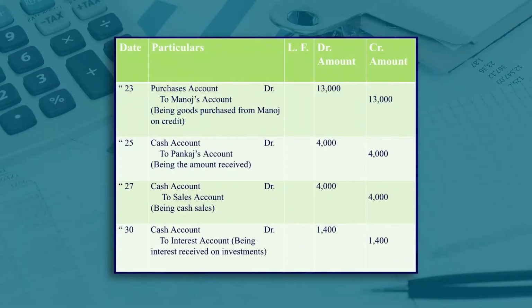Interest we are receiving, it means the business is receiving the interest. For the business, interest is a revenue, interest is an income. Therefore we will apply the rule of the nominal account: we must credit the account of revenues and gains. Interest is a revenue or income for the business, therefore it will be credited. So the journal entry would be cash account debit to interest on investment. You can check it, cash account debit to interest account 1,400.